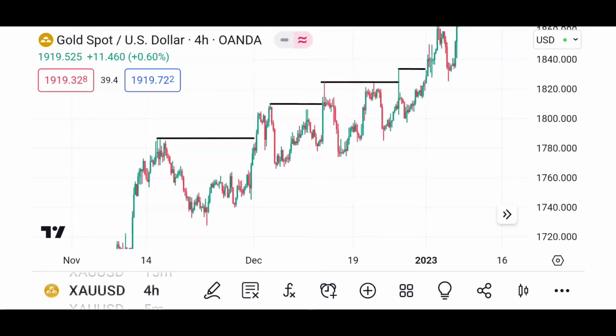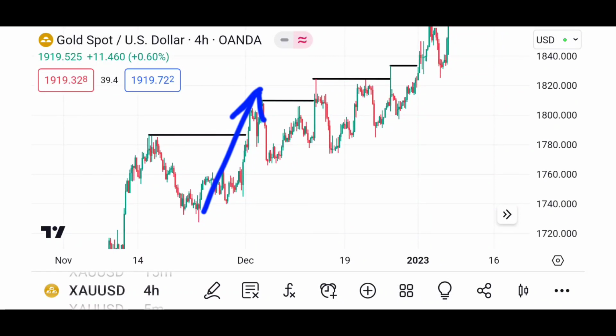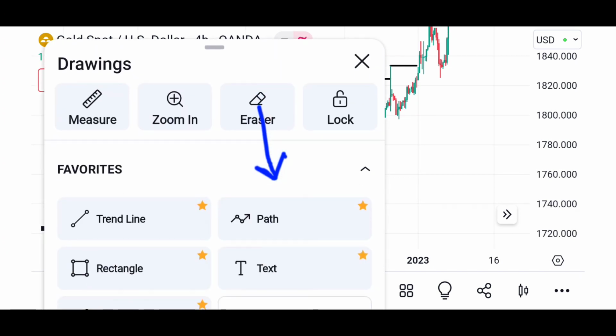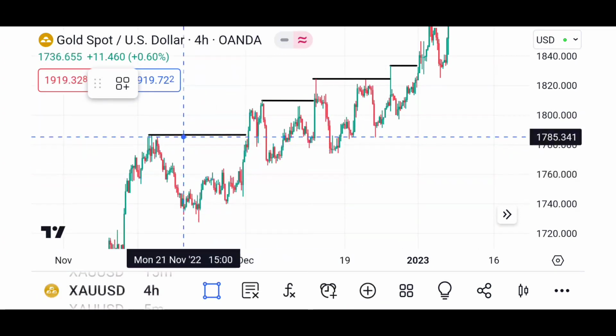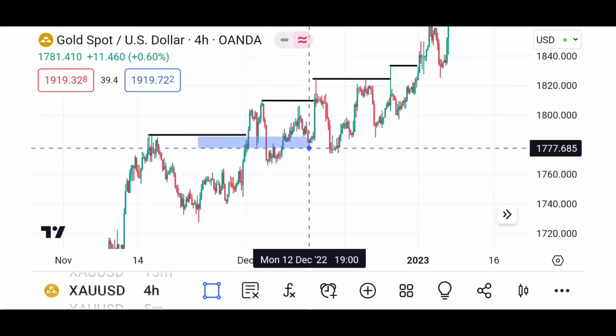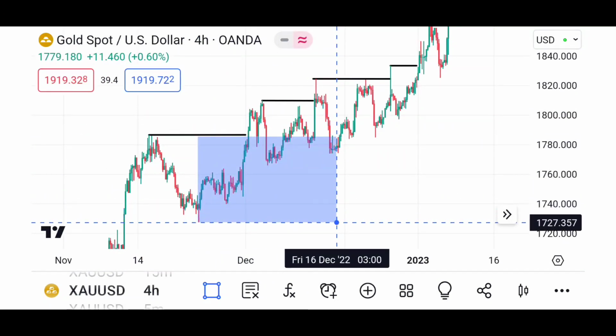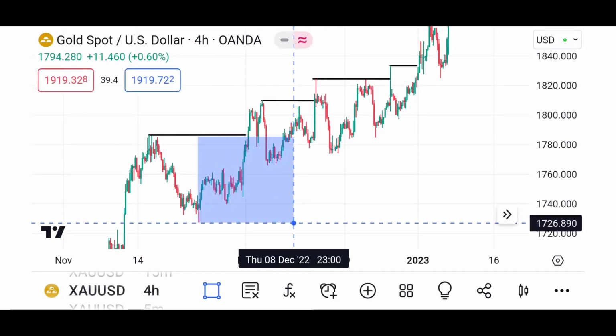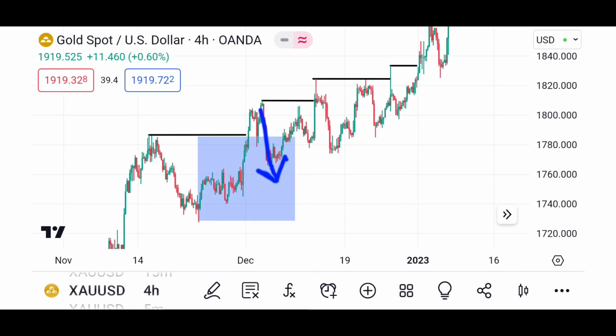So when the market formed this impulsive wave to cause the break of structure, you can see the pullback into our trading range. So we said that from our break of structure down to our low is our trading range. And as you can see, the market created this pullback into our trading range before taking the buy.